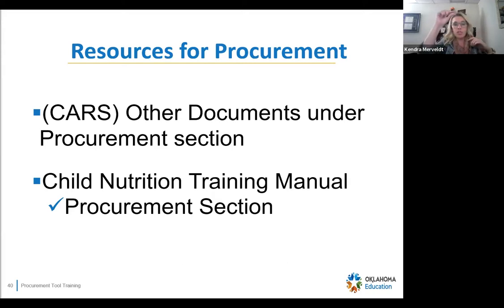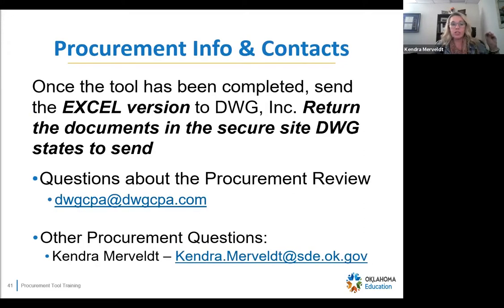You can always, at the very top where it says 2023, change it to 2022, and then find if there's any other documentation that you need. The child nutrition manual is also out there for the procurement section if you need anything else. Once the tool is completed, take your expenditures from last year and put them all into the tool, where it needs to go.